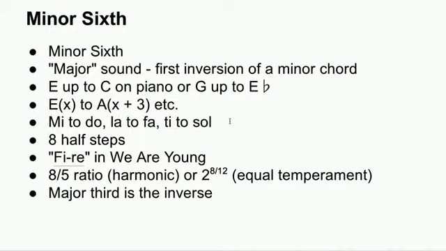On a piano, again, E up to C or G up to E flat, for example. On a guitar, if you go from the 6th string up to the 5th string and 3 more frets, or if you go from an open string up to the 8th fret, or 1st fret to the 9th fret, something like that. Mi going up to do, or la up to fa, or ti up to sol. Those are all minor 6ths.